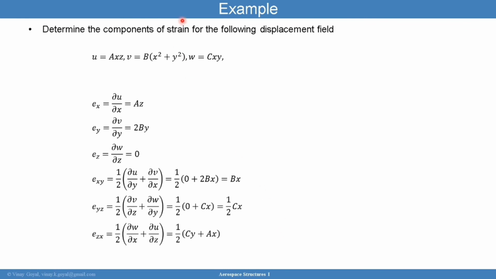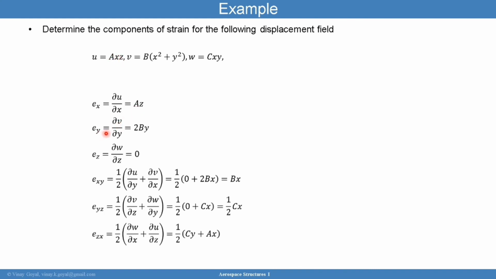If I now determine the components of strain for the following displacement field, let's assume A, B, and C are constants, and U varies non-uniformly across X and Y, and V, the deflection V, varies across X and Y in this manner, and also W, then you can calculate the strains because of this deformation applied. So strain epsilon xx equals the derivative of u with respect to x. In this case, you get A times z.